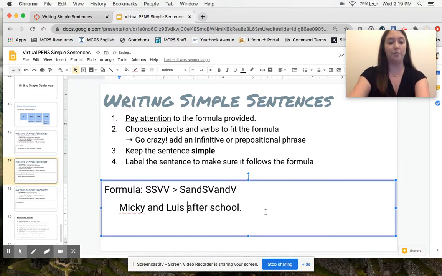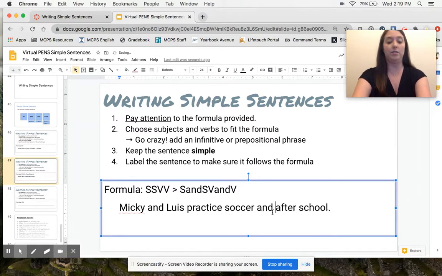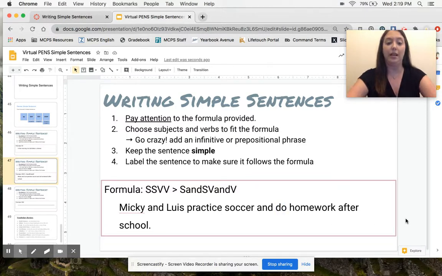Okay, so I have my subject and subject. What do they do after school? Practice soccer and do homework after school. Okay, so we have our subject and subject. That's how we know we have our two subjects. And we have our verb and verb. That's how we know we have our two verbs. And that is our SSVV original sentence. Let's do one more together.